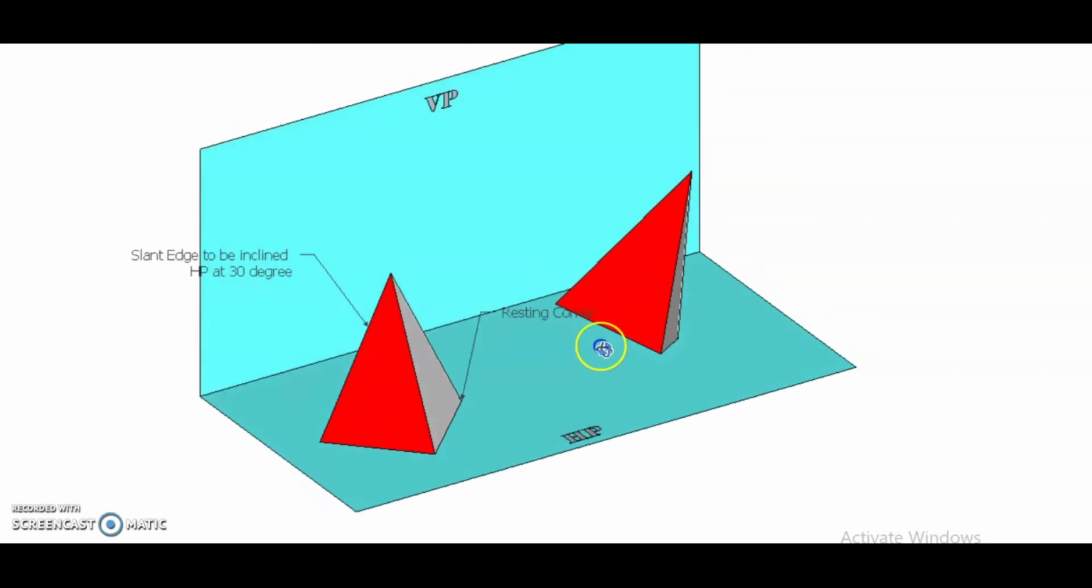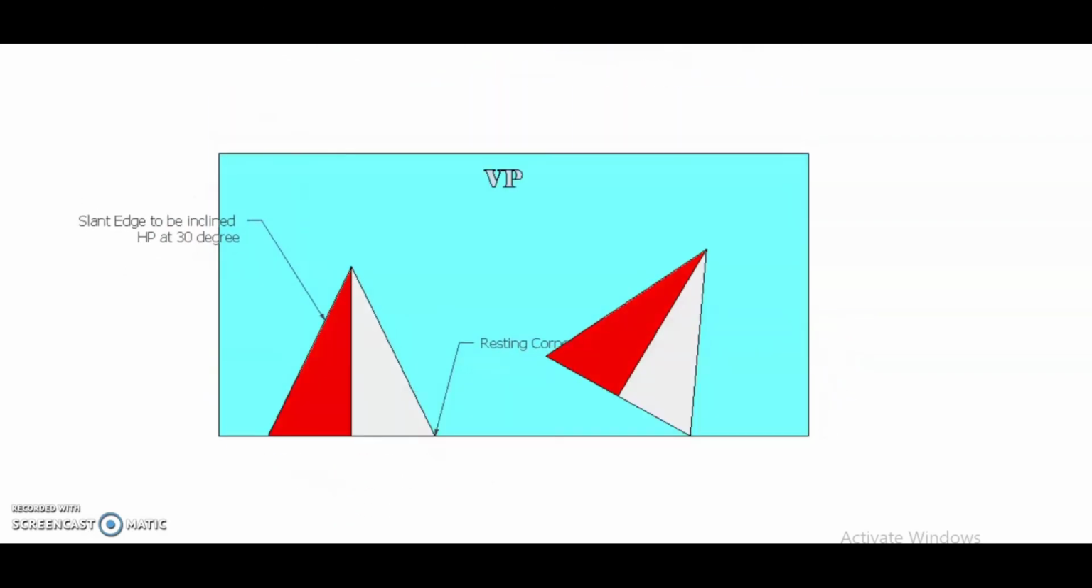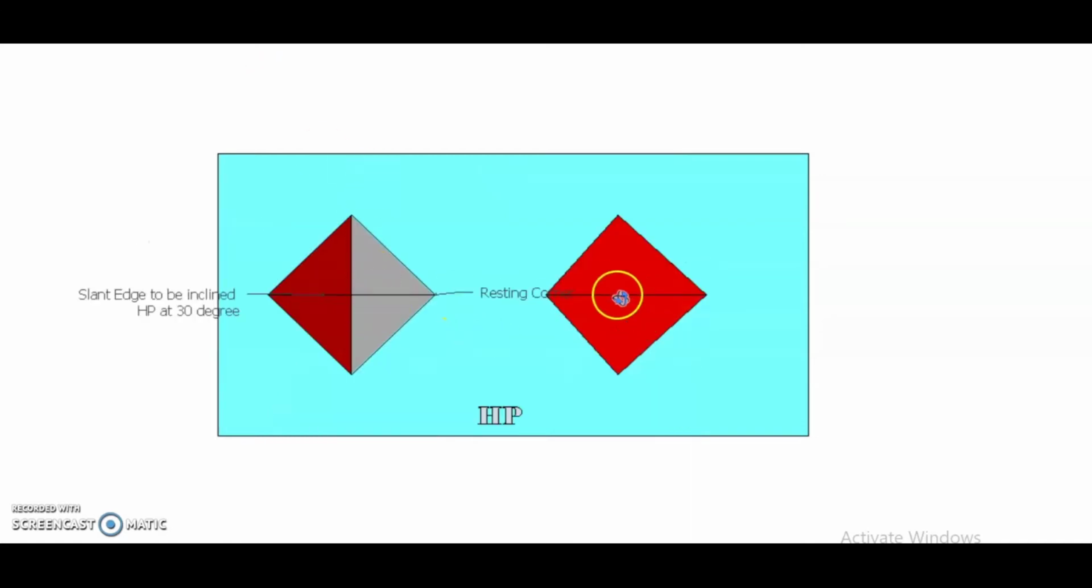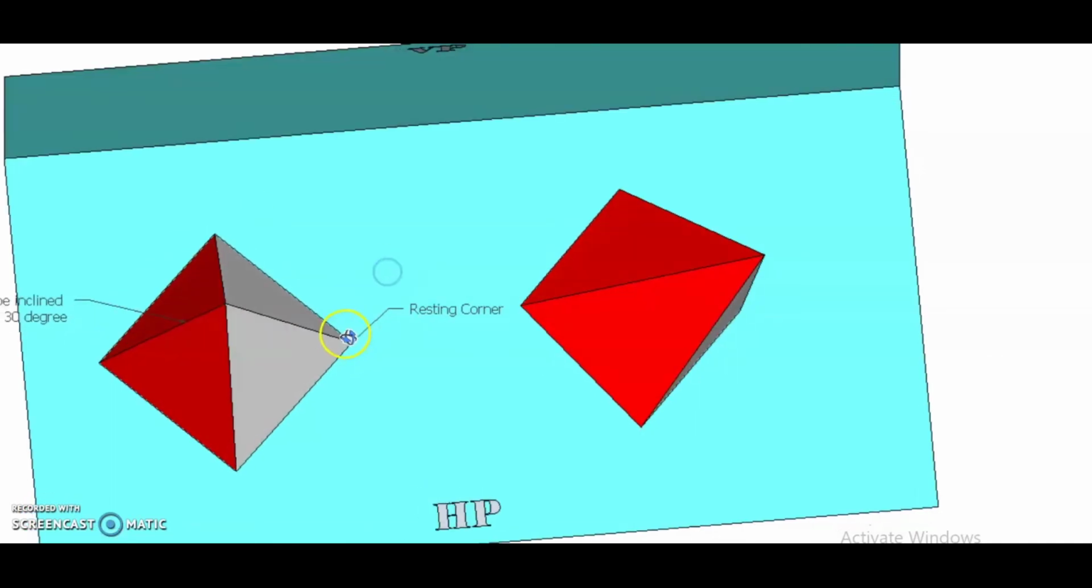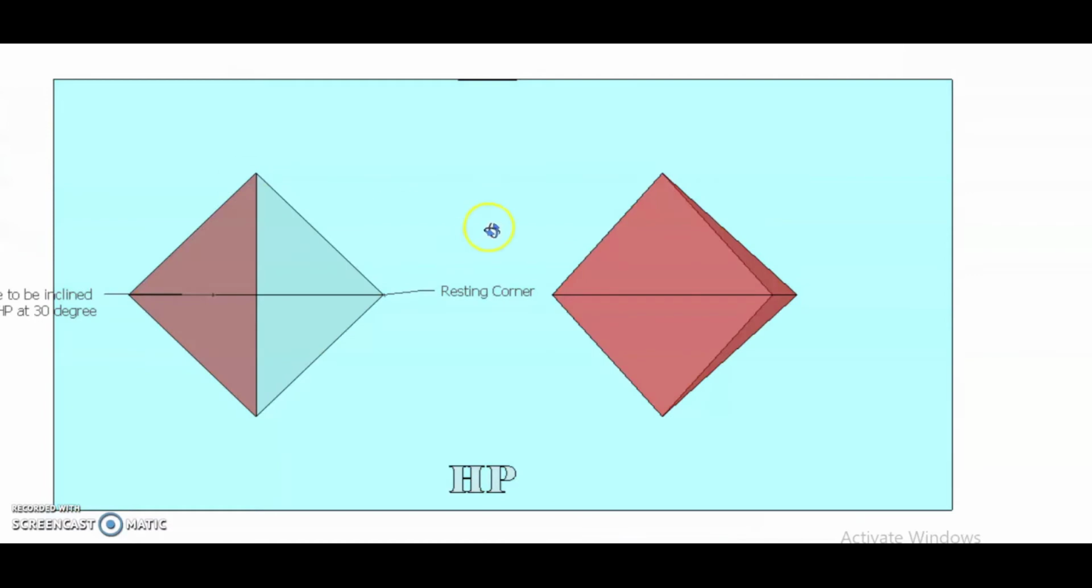So its front view will appear like this one. Simply we have to redraw this figure here, and its top view will appear like this one. These two triangular faces are clearly visible. This slant edge is not visible, which we have to show by dotted line, but it is covered by this slant edge, so we cannot show it by dotted lines. This base edge is here and this base edge is here, which we have to show by dotted line.